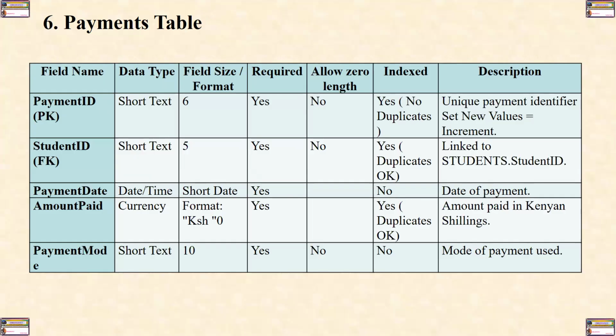And the other field I want you to look at is the amount paid field. You can see I'm formatting it to Kenya shillings. If you leave it, it will have the dollars or some other currency like pounds, etc. Then you can see the indexing. I have indexed the payment ID, student ID, and amount paid to speed up the search. Description is explanations.